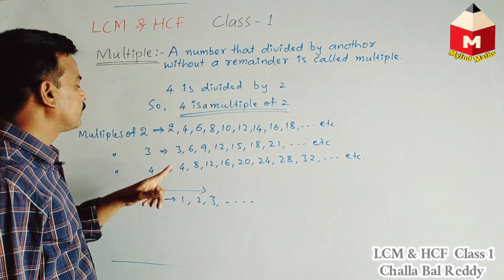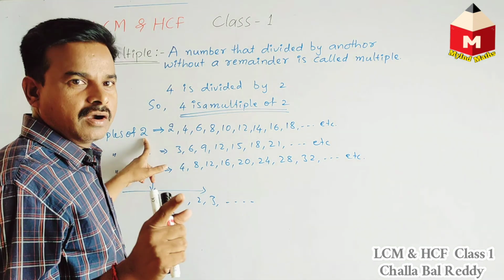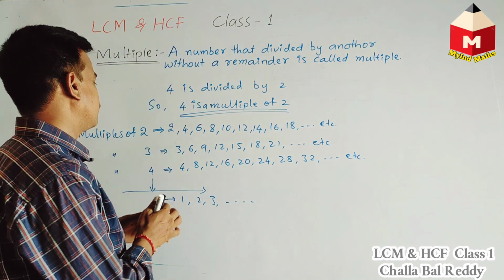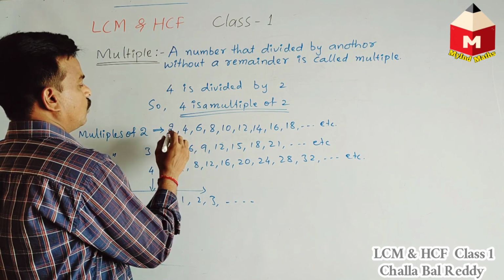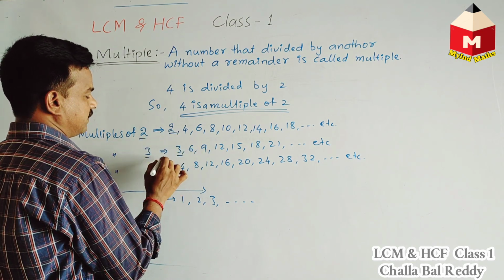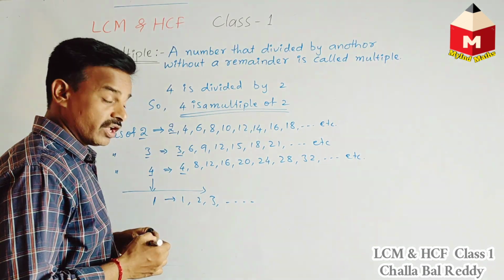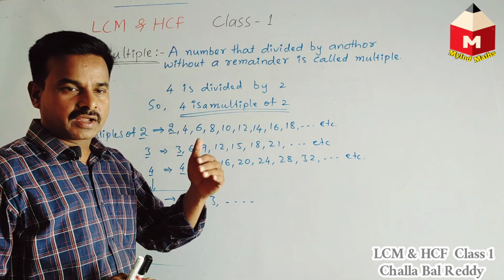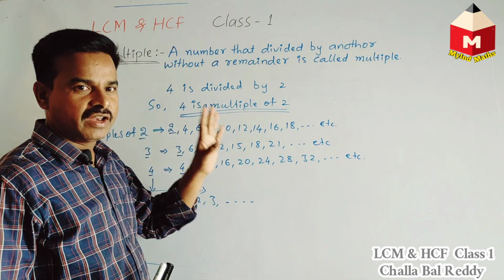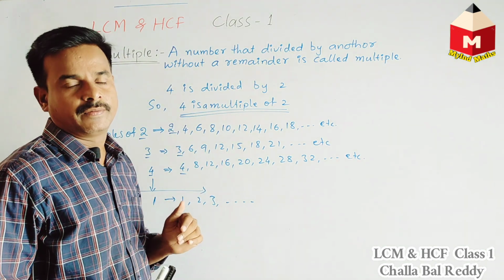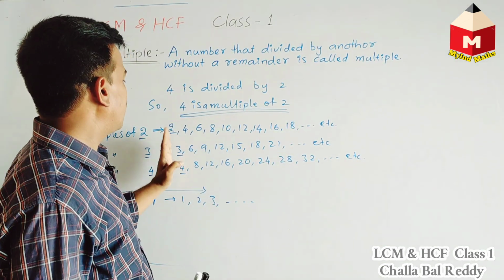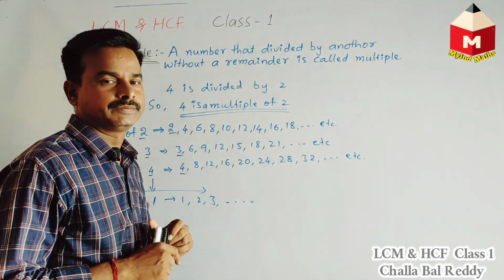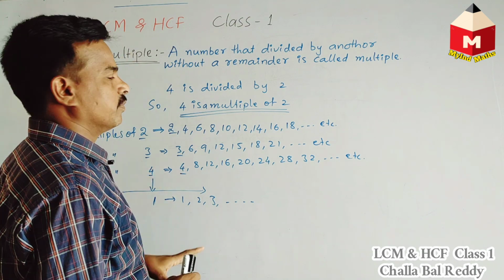And another thing, every number is a multiple of itself. 2 is a multiple of 2. 3 is a multiple of 3. 4 is a multiple of 4. So every number is a multiple of itself. And also the smallest multiple of any number is itself only. Okay, this is about the multiples.